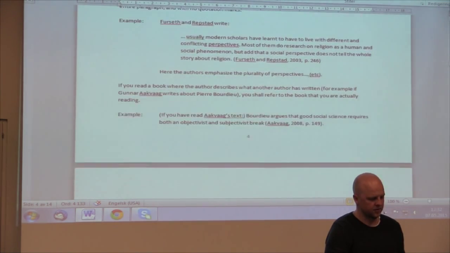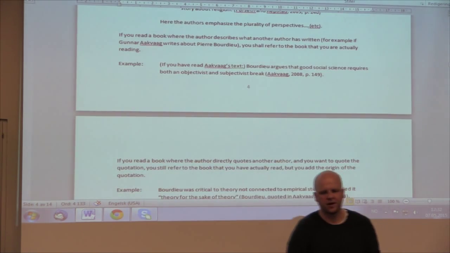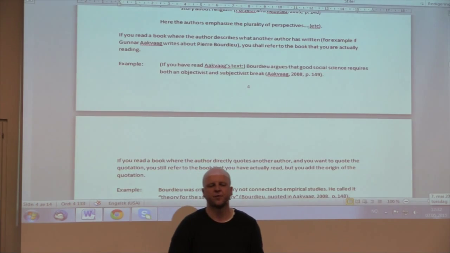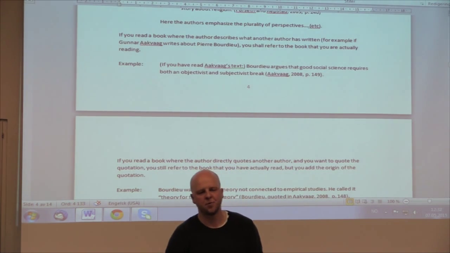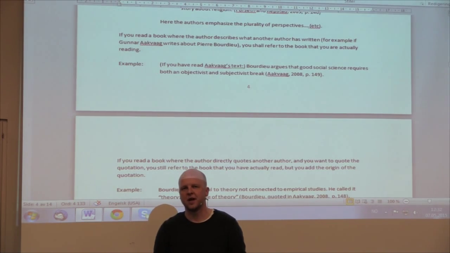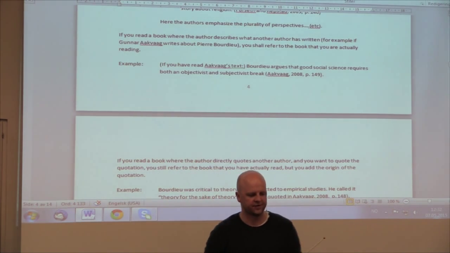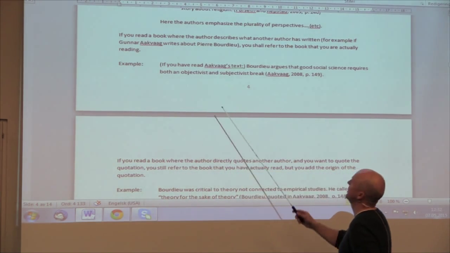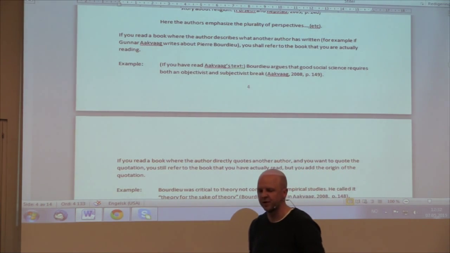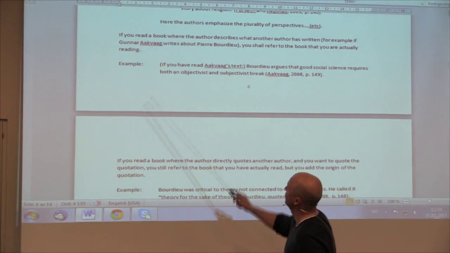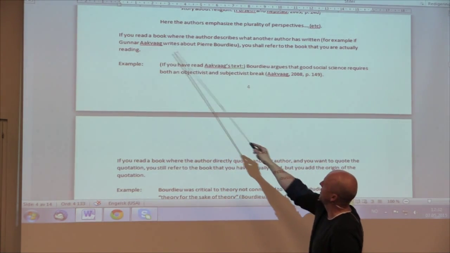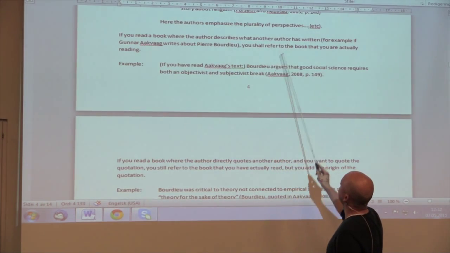Sometimes you write a book and the person who's written the book is talking about another person. So if you want to refer to a person who is referred by another person, both persons should be mentioned, and you should put up the source where you found it.